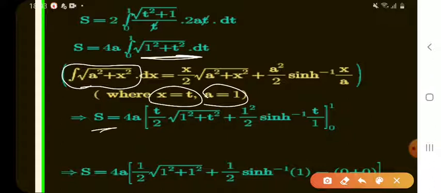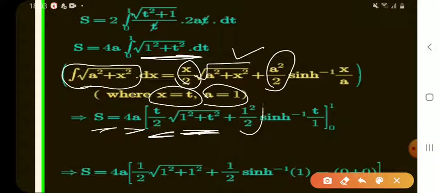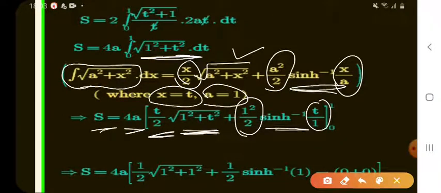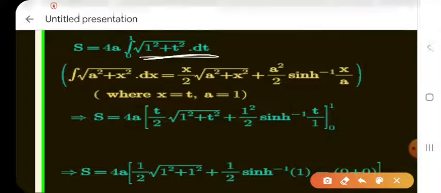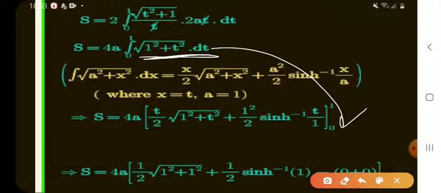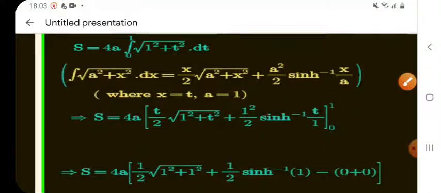That implies s equals 4a, x by 2 means t by 2, root of a square plus x square means root of 1 square plus t square, plus a square by 2 means 1 square by 2, sinh inverse of x by a means t by 1. This is the formula for the integral of root of 1 square plus t square. And 0, 1 are the limits.